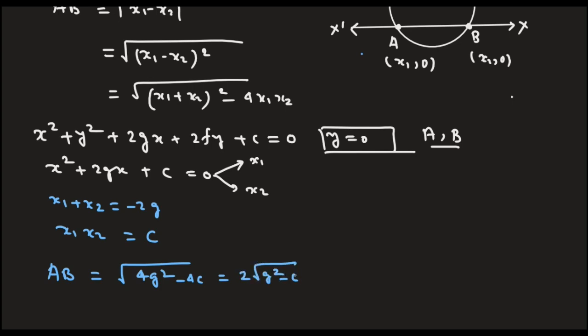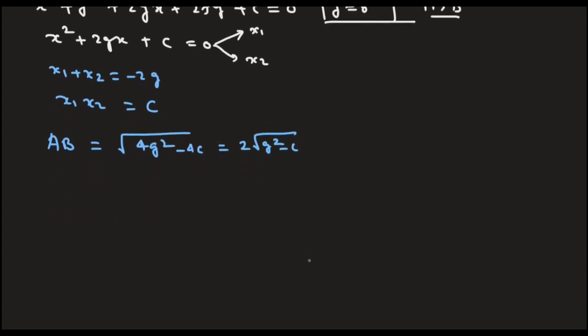Since we have one quantity under the square root, again the trick that we used in the quadratic equation with Sridhar Acharya's formula, that technique I am going to apply here. Condition number 1: suppose g square is greater than c, then your circle cuts the x-axis at two different points. That means the situation will be like this, your circle cutting at two distinct points.